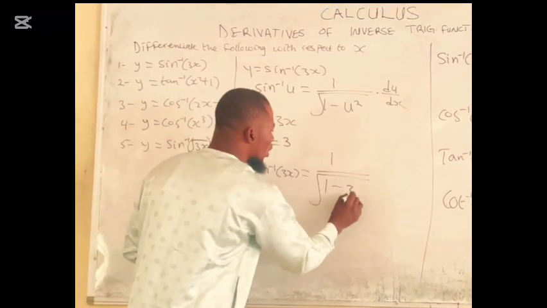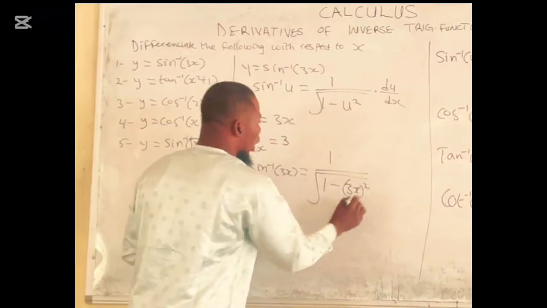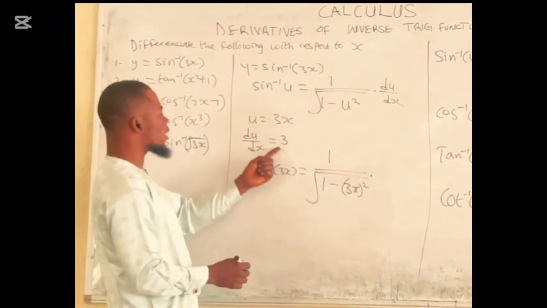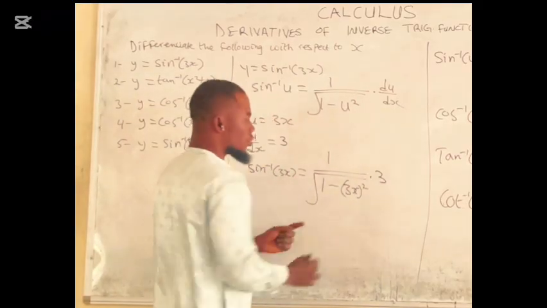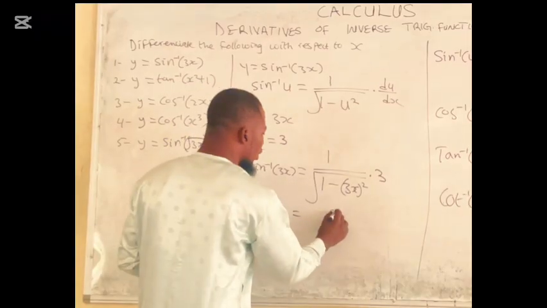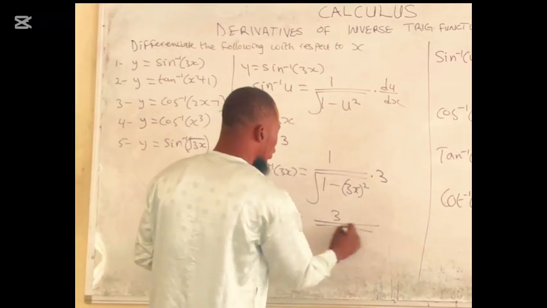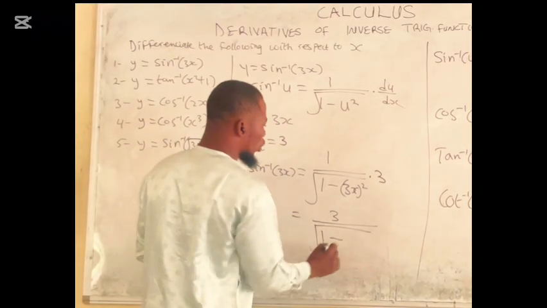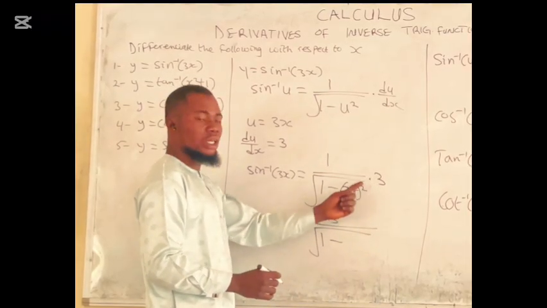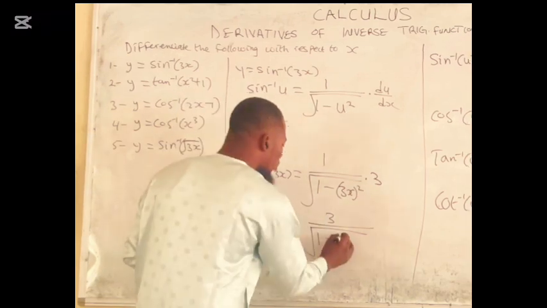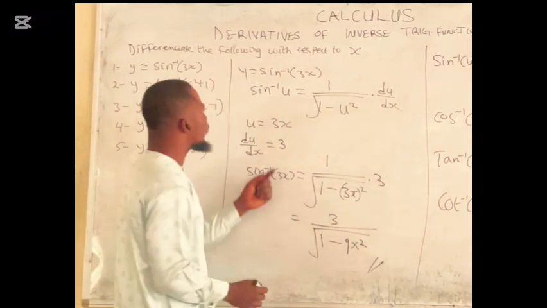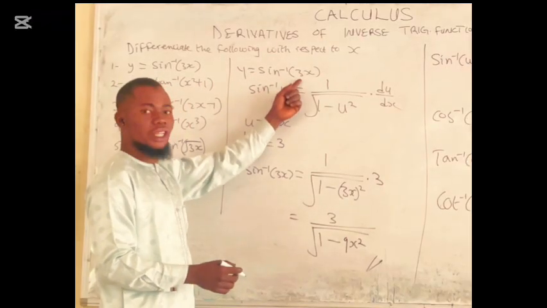So we have 1 minus (3x) squared, then multiply by our du/dx, which is 3. So we will have 1 multiplied by 3, which gives 3 divided by the root of 1 minus (3x) squared, which gives 3 squared and x squared. 3 squared is 9. So 1 minus 9x squared. So this is the derivative of sine inverse of 3x.